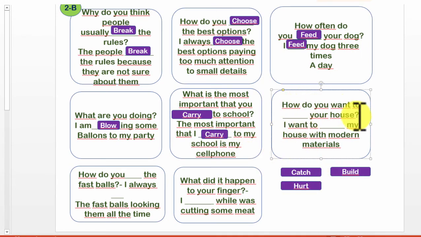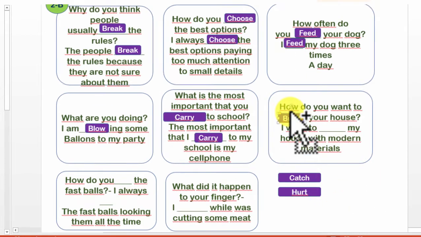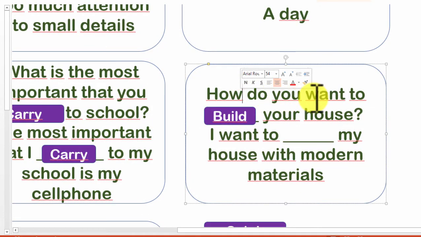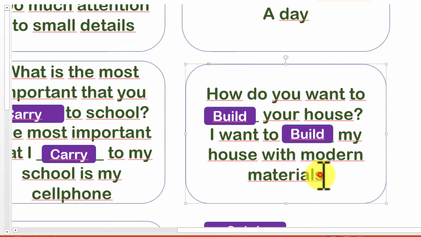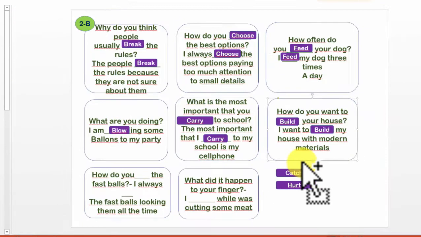How do you want to build your house? I want to build my house with modern materials. Como está hablando de casa, pues es construir. Entonces, ¿cómo quieres construir tu casa? Quiero construir mi casa con materiales modernos.